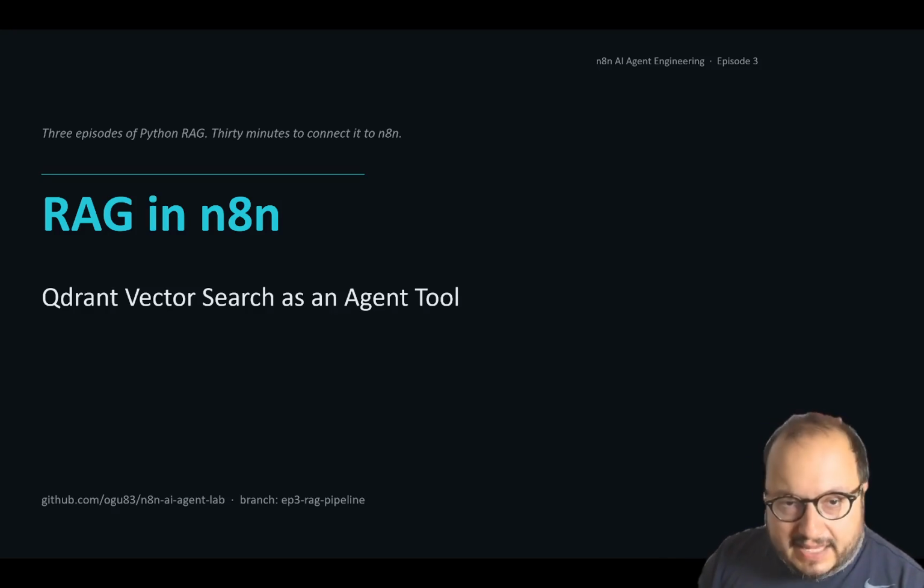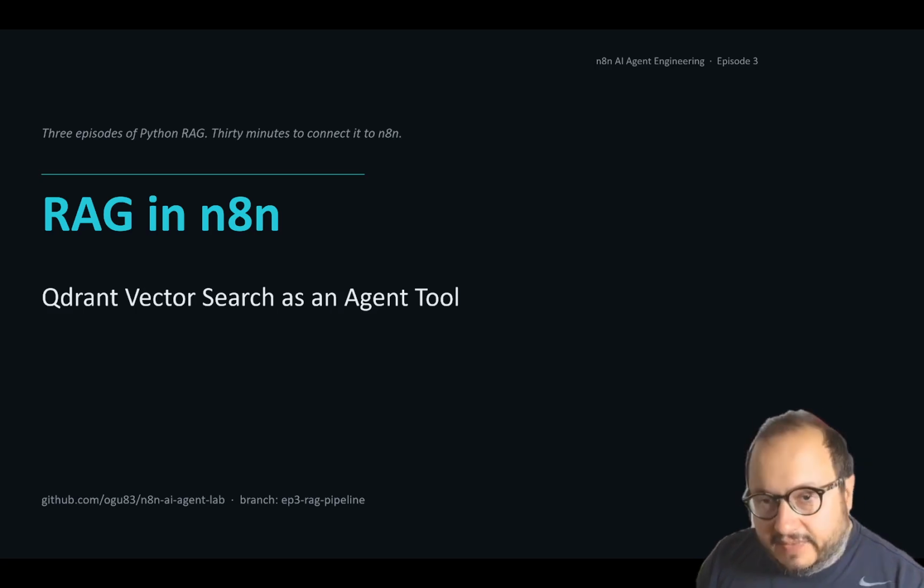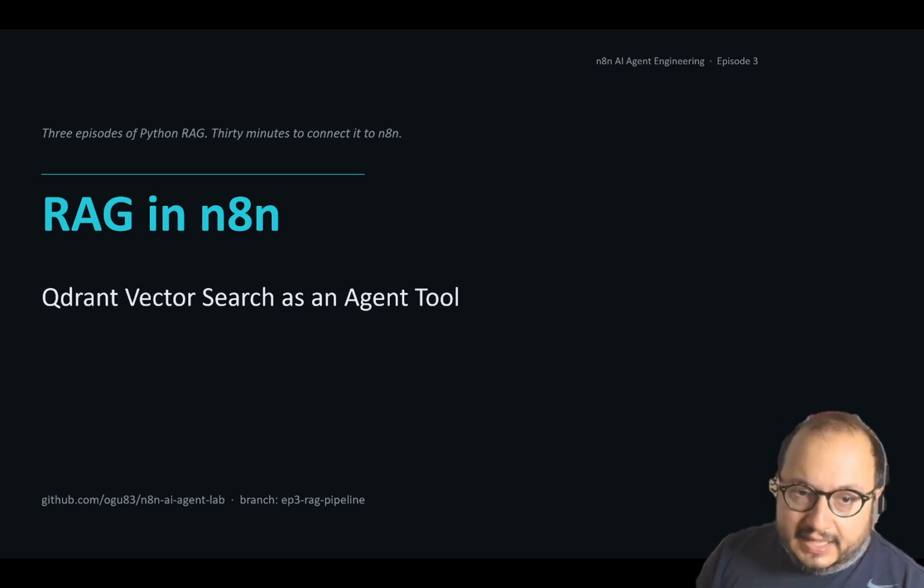Today, we take the same products collection we built in that series, and we connect it to the Slack agent from episode 2 in n8n without rewriting retrieval code. The Qdrant Vector Store node handles the query. A 3-node sub-workflow wraps it as an agent tool.